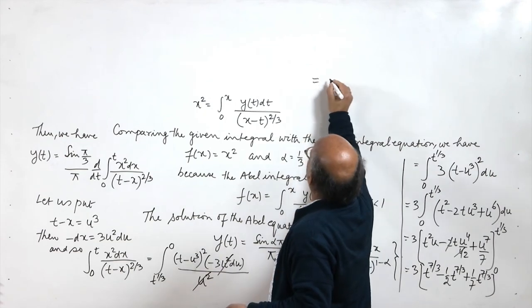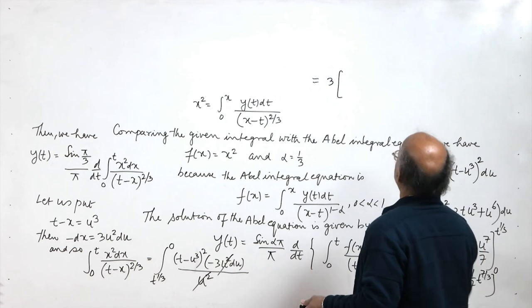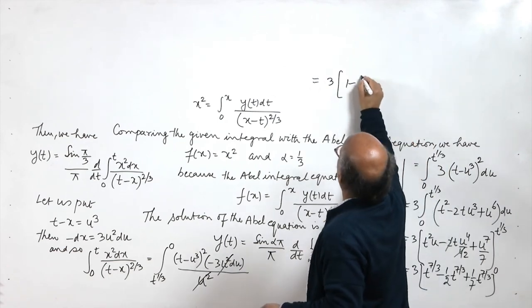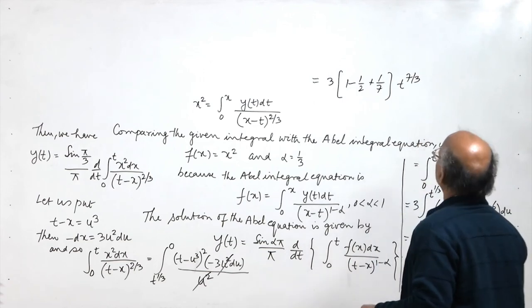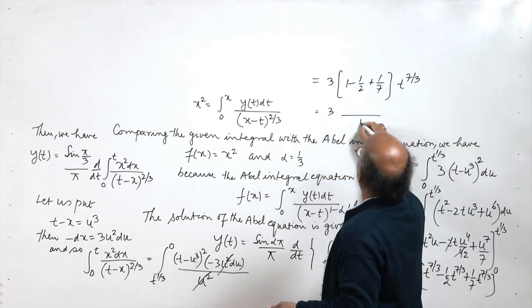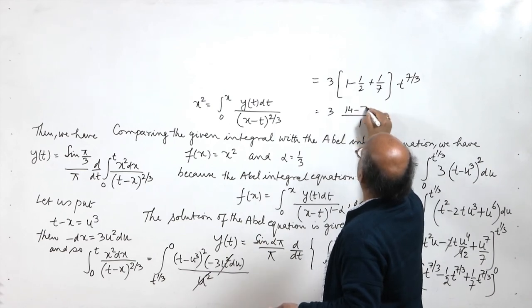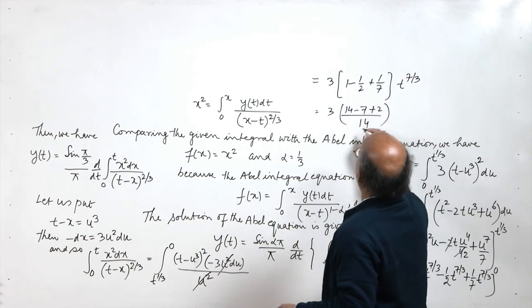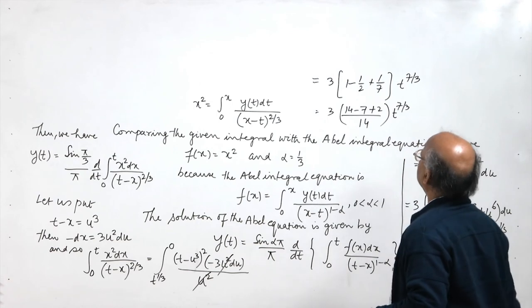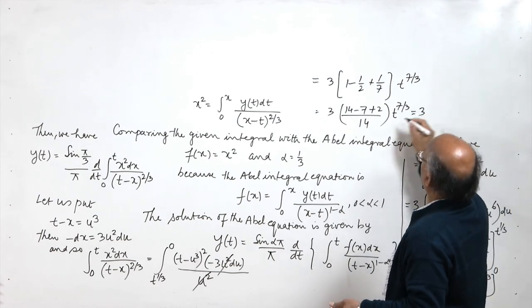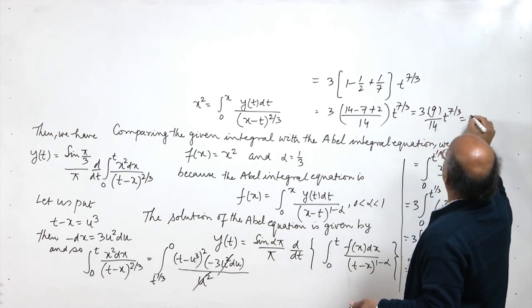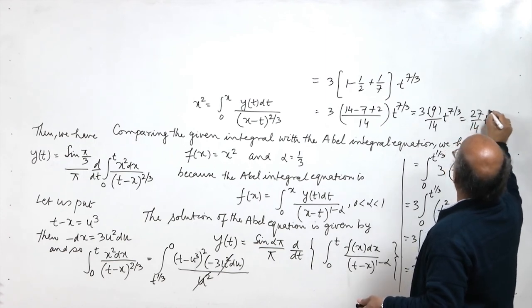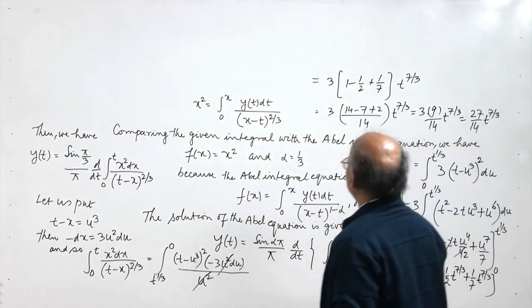So, let us simplify it further. So, 3 times, let us take t to the power 7/3 common. So, 1 minus 1/2 plus 1/7 times t to the power 7/3. And when we take the LCM here, what we get is 14. So, we get here 14 minus 7 plus 2 into t to the power 7/3. So, we get 3 into 14 plus 2 is 16 minus 7, so 9/14 t to the power 7/3, which is 27/14 t to the power 7/3. So, we have calculated the value of the integral.